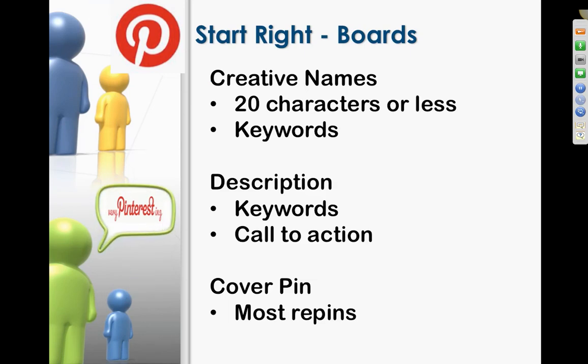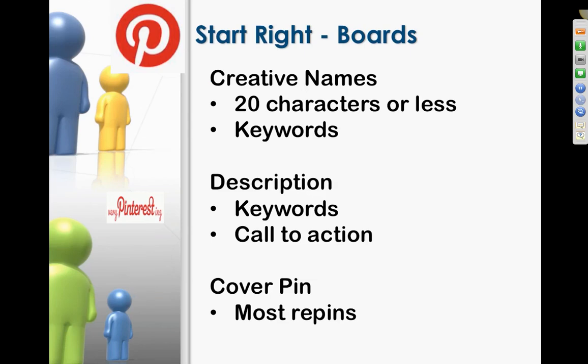So 20 characters. I mean, if you're in Mississippi, you're already at a disadvantage. But you really want to do a balance between geographic keywords that are going to be searched on and something that's creative and grabs people's attention.